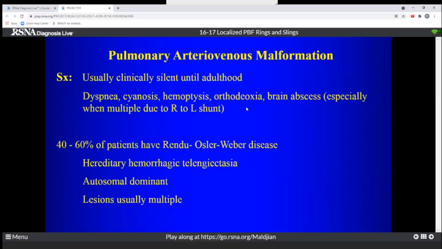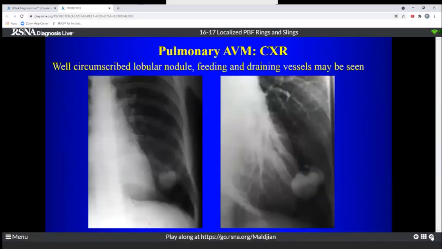Many times these are asymptomatic, although they can cause a right to left shunt. And if they're very large, they can result in dyspnea, cyanosis, and brain abscesses. Whenever you are bypassing the filtering mechanism of the pulmonary capillaries, microorganisms from the systemic circulation can get direct access to the arterial circulation. A large percentage of patients might have Osler-Weber-Rendu or hereditary hemorrhagic telangiectasia. That is autosomal dominant, and the lesions tend to be multiple. So if you see one, look very carefully throughout the lungs for other lesions.